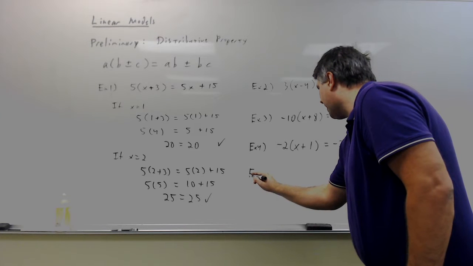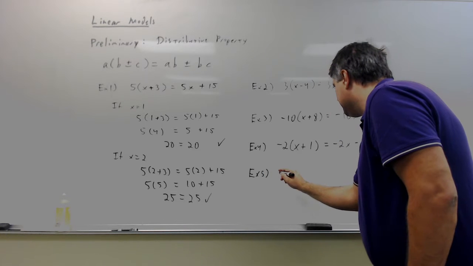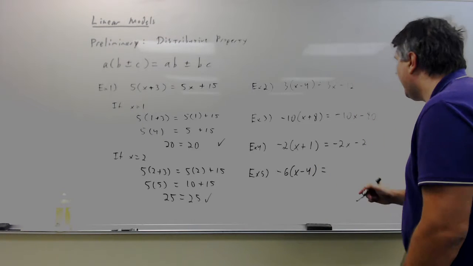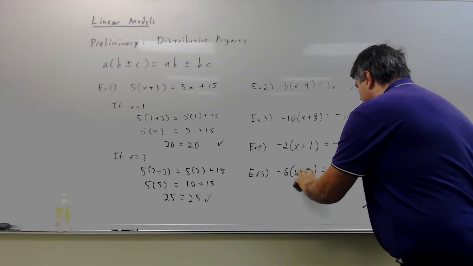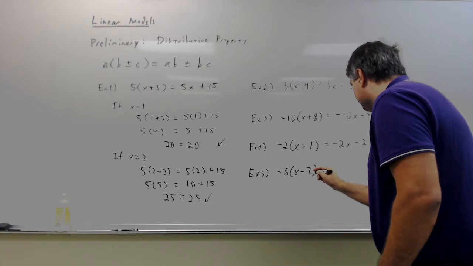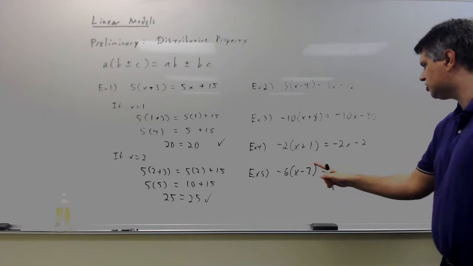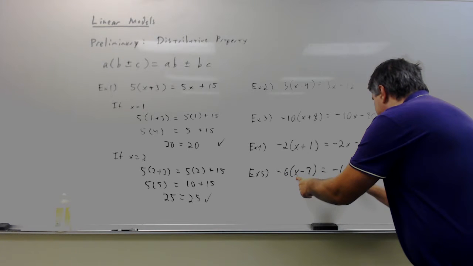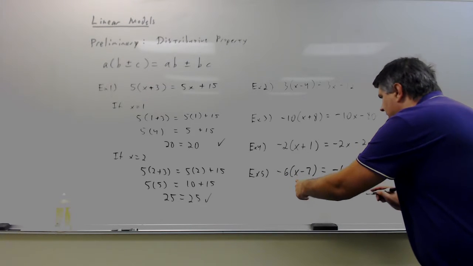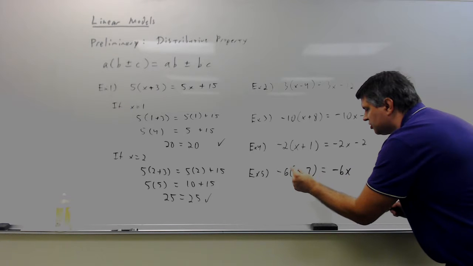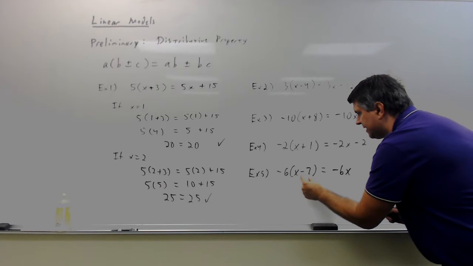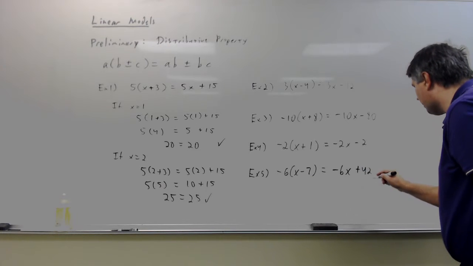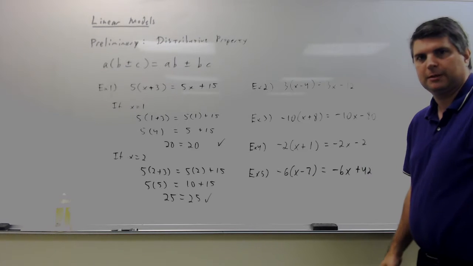And example 5. Negative 6 times x minus 4. I've already used that number. Let's do 7. So minus 6 times x will be minus 6x. And minus 6 times minus 7 is plus 42. Okay?